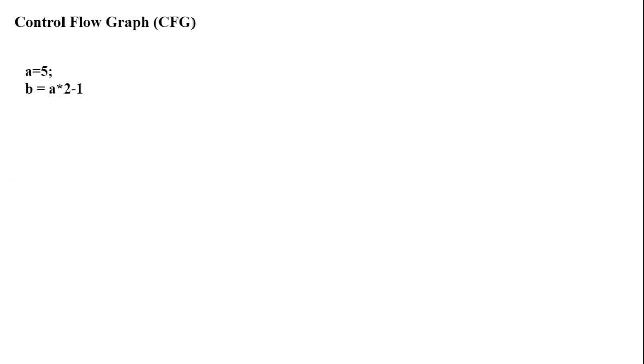ठीक है, अब ये है आपके पास A is equal to 5, B is equal to A multiplied 2 minus 1. But tell me how many nodes will be there, और आप इसको खुद ही ड्रॉ कर लो. ठीक है, खुद ड्रॉ करके ये आपके पास दो कोड्स हैं.